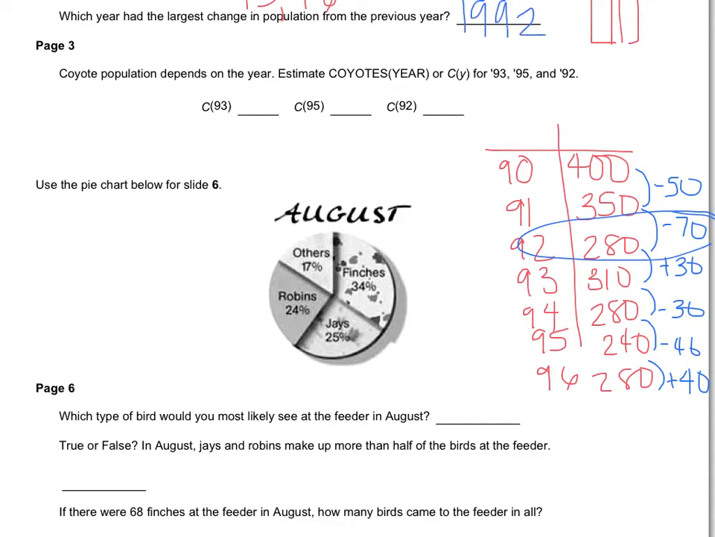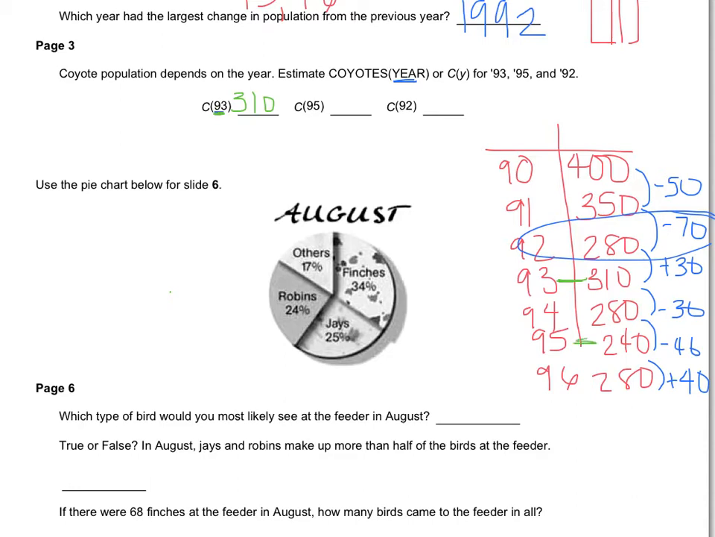That was the largest change. So then it says the coyote population depends on the year. So estimate the coyote population in years, or C of Y, for 93, 95, and 92. When you see this notation, all it's saying is to look at your table, because I've already done my table. So it says to look at the table and look at 93. Well, at 93, there was 310, so that would be my answer.